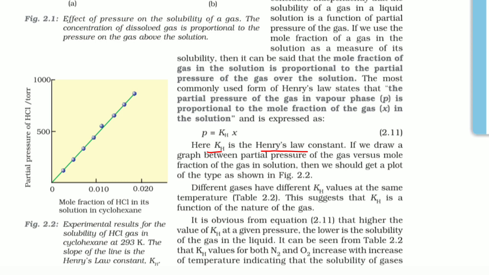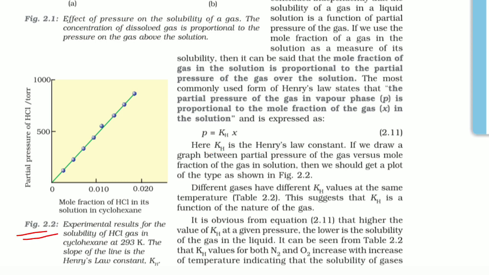Here in place of y we can write p, that means the partial pressure. And in place of x we can write x only, but here x is the mole fraction. And here kh is actually your slope. Slope means tan theta. So kh can be calculated by plotting this equation in a graph, like this figure 2.2.